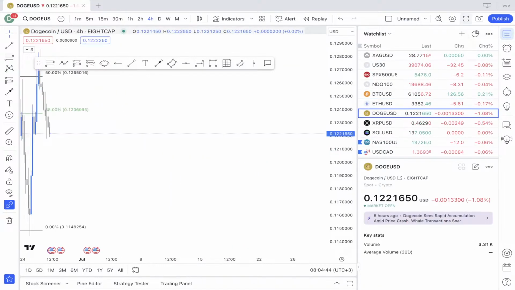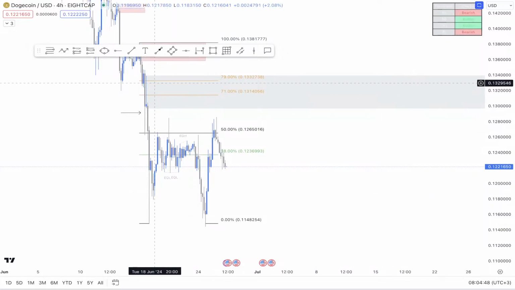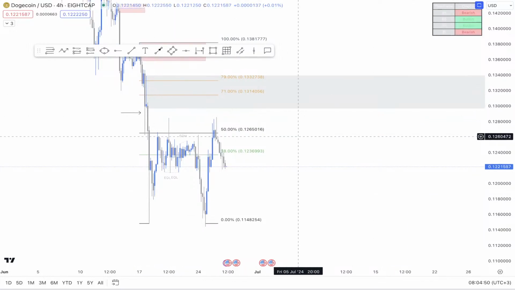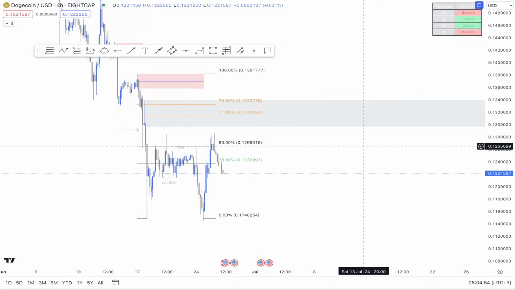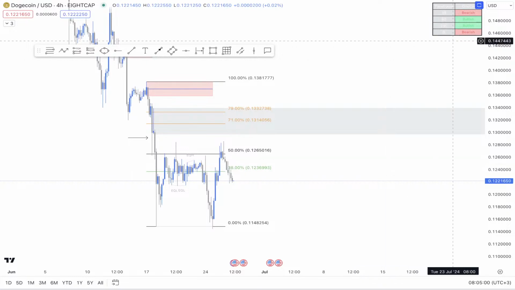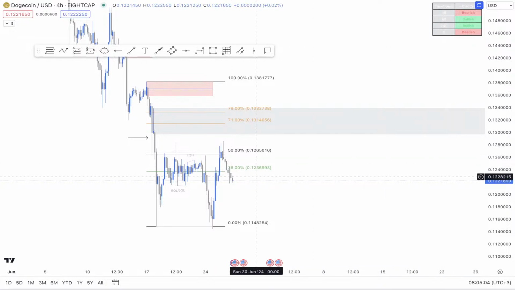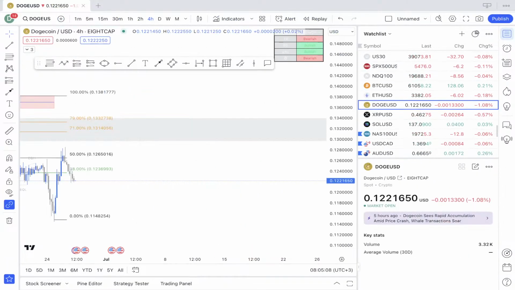Dogecoin, once again, looking pretty similar to the other two. Very impulsive break towards the downside. We then have this beautiful unmitigated order block lining up perfectly with the point of interest. Above it, we have a bearish trader order block as well. The daily is bearish on the trader graph, and once again, the pullback has been very, very nice and corrective.